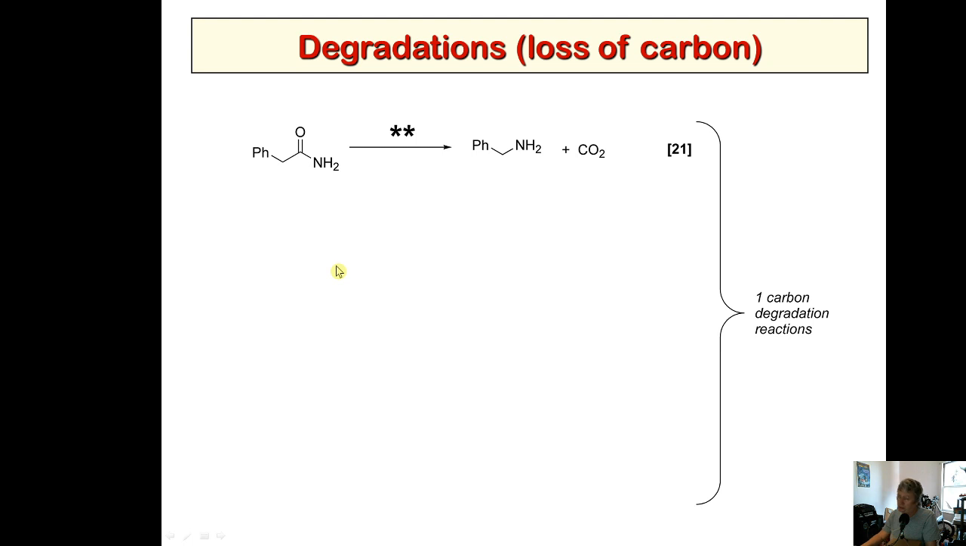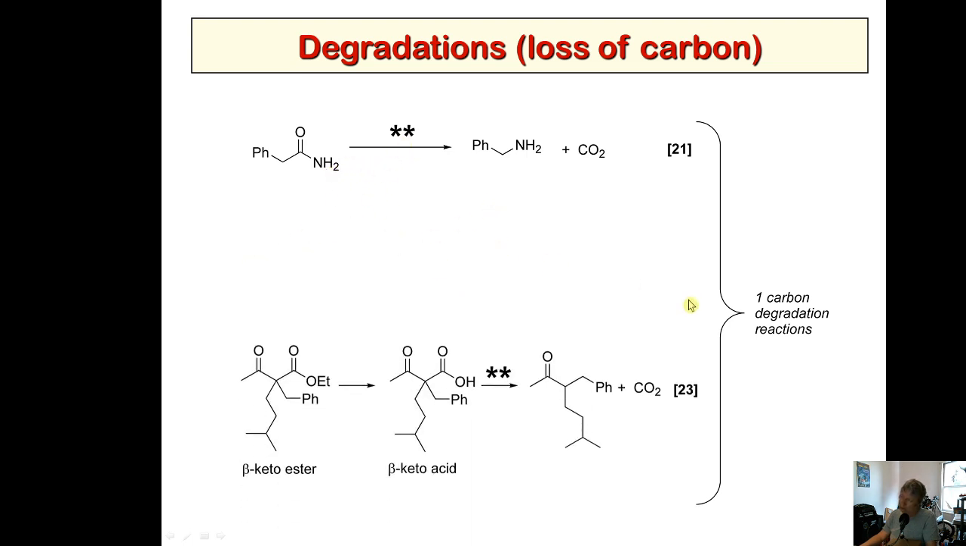Degradations, loss of carbon. We're done with homologations, now we're on degradations. We saw this one several times. It's the Hofmann degradation. What are the reagents? NaOH, Br2. And it's that fun, crazy two-step mechanism that takes off the proton. I'm not going to mention it again, but that's a good mechanism.